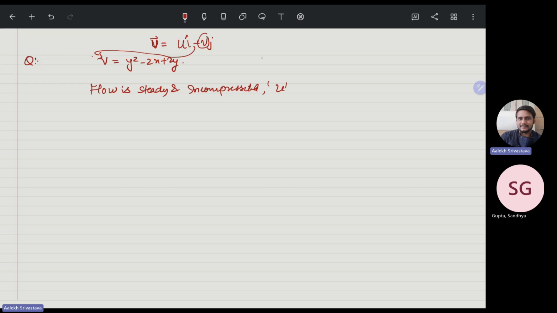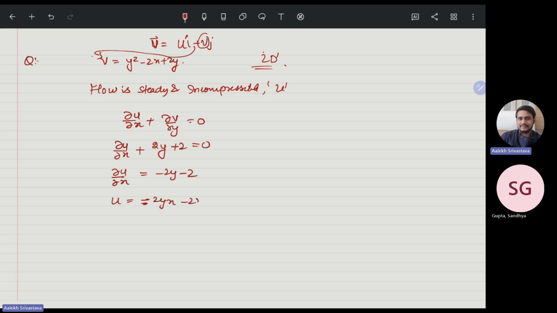So you need to find what is the velocity u, and it is flow in a 2D plane. If it is incompressible and steady, this equation is satisfied. Now, if I write del u by del x plus del v by del y, differentiating, it will be 2y plus 2 is equal to 0, and del u by del x is equal to minus 2y minus 2. If you integrate with respect to x, we will get minus 2yx minus 2x plus some constant. So this is the expression of the u component.